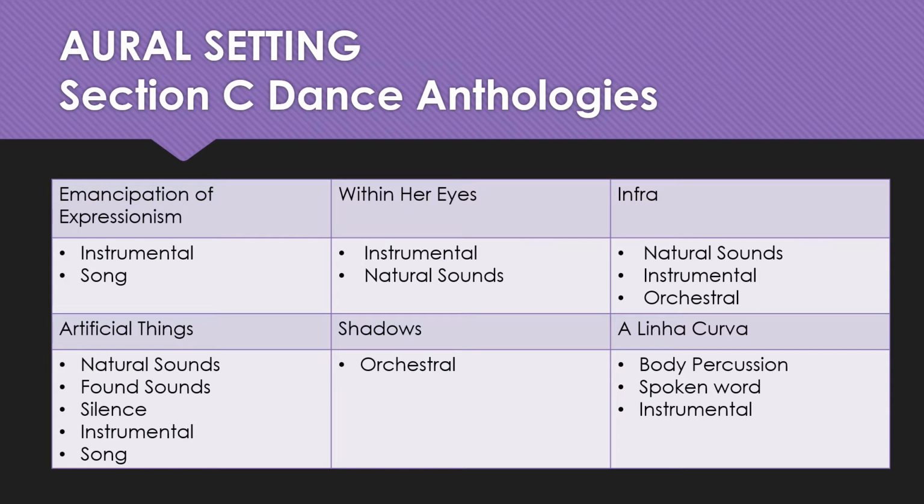So a good revision activity would be just to pause this video, write down this table in your book, and then go and watch each of the professional works and try and identify specific examples of where each of these types of aural setting are found within the work. If you're in year 9, obviously just wait a second and move on to the second activity.